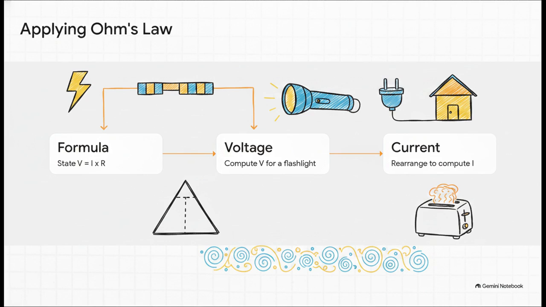Example 2. Actively rearranging the formula to compute current for a household appliance. If you know you have 120 volts at the wall and a resistance of 10 ohms, you divide V by R to get a current of 12 amps. And here's a third related example. What if you want to find the resistance for a toaster that's drawing 5 amps from a 120 volt outlet? Just divide 120 by 5, giving you a resistance of 24 ohms. Being able to confidently rearrange that triangle is huge.